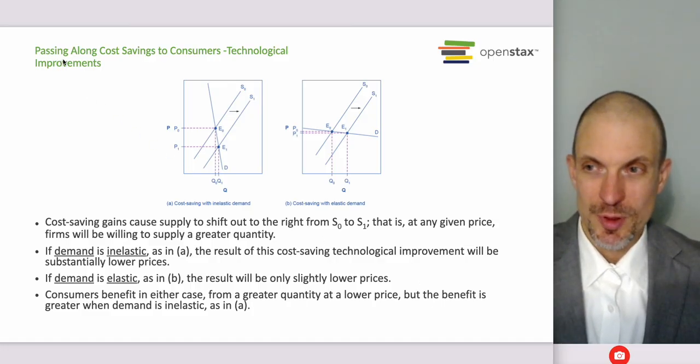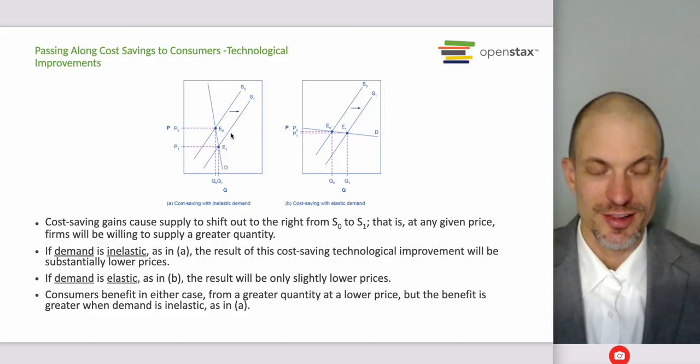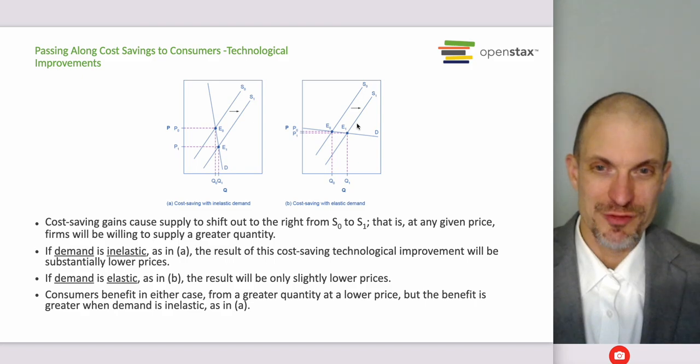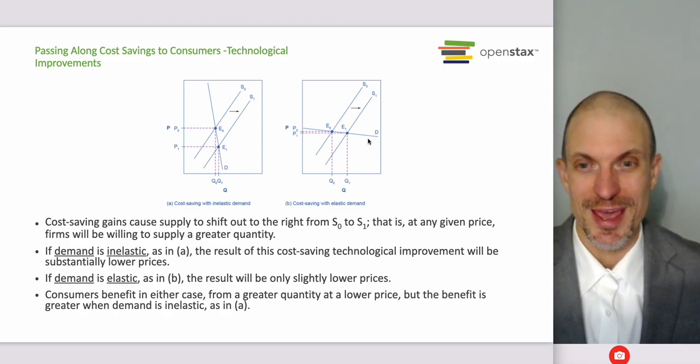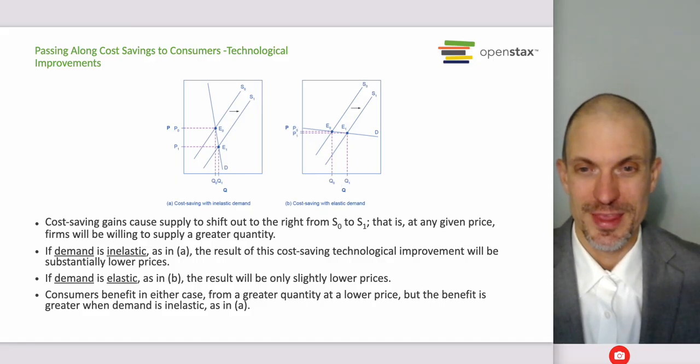So here's an example, passing along cost savings to consumers, technological improvements, right? So we have an increase in supply due to that technological improvement, but we have very inelastic demand. So we are going to get a pretty big decrease in price and a small change in quantity. Here we have the same rightward shift of supply, but we have very responsive demand. So we have a very small change in price and a very large change in quantity.